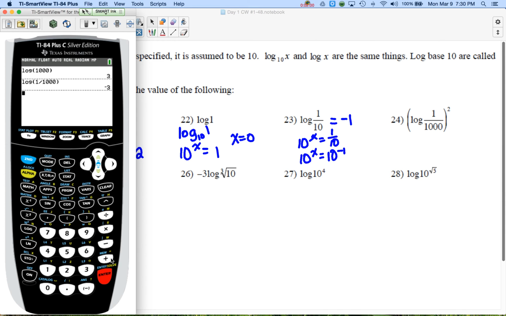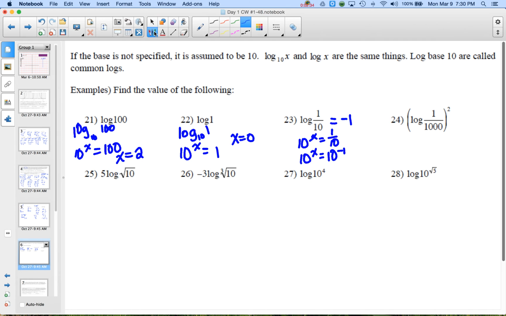So hopefully you can see the little shortcut. Since we're talking about a base 10 system, 1,000 is 10 to the third power, 3 zeros on the end, so you get a 3. 1 over 1,000, you can think about moving the decimal point. So this would be the same as log 0.001, so we're going to get a negative 3. So that makes these really easy to evaluate.